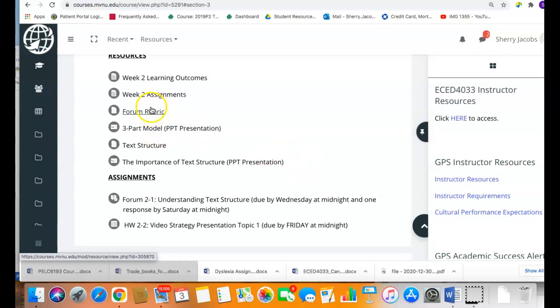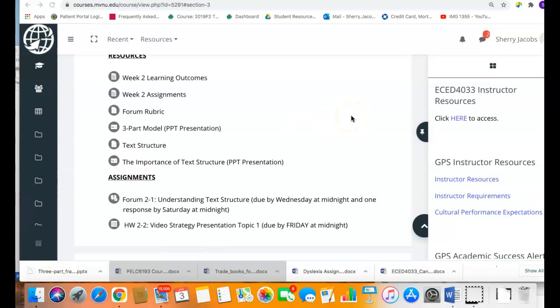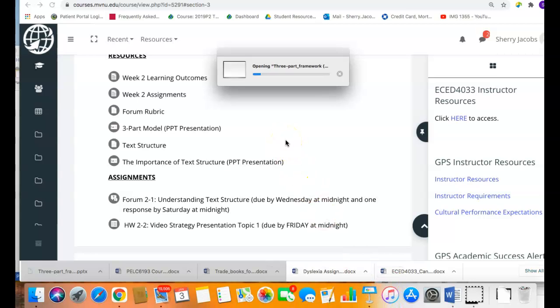Let's go ahead and, you'll notice I have this forum for the rubric in every week for you. So it's right there as you start to write those posts and those responses. So here's the 3-point model PowerPoint presentation that you're going to be watching. If we can get it to open up here anyway. It seems to be working pretty slow. There it is.